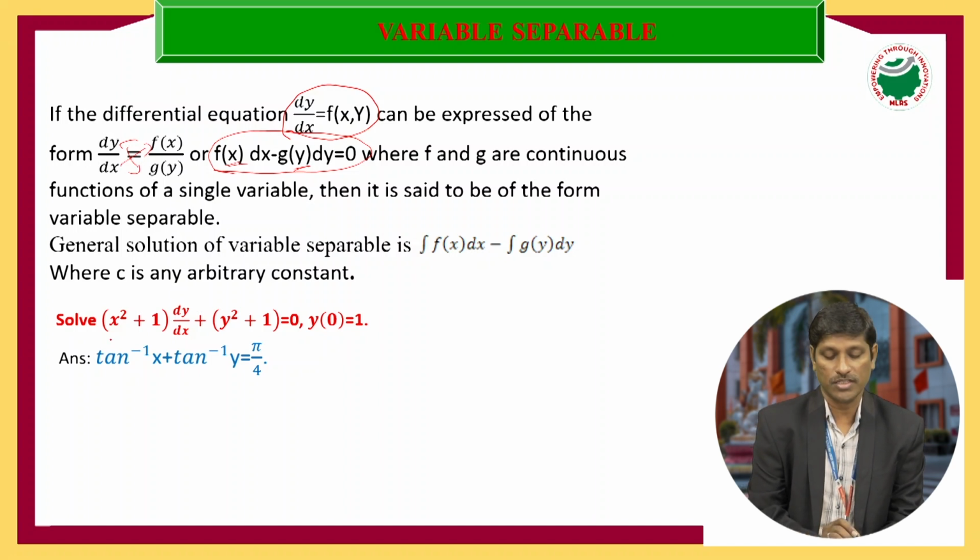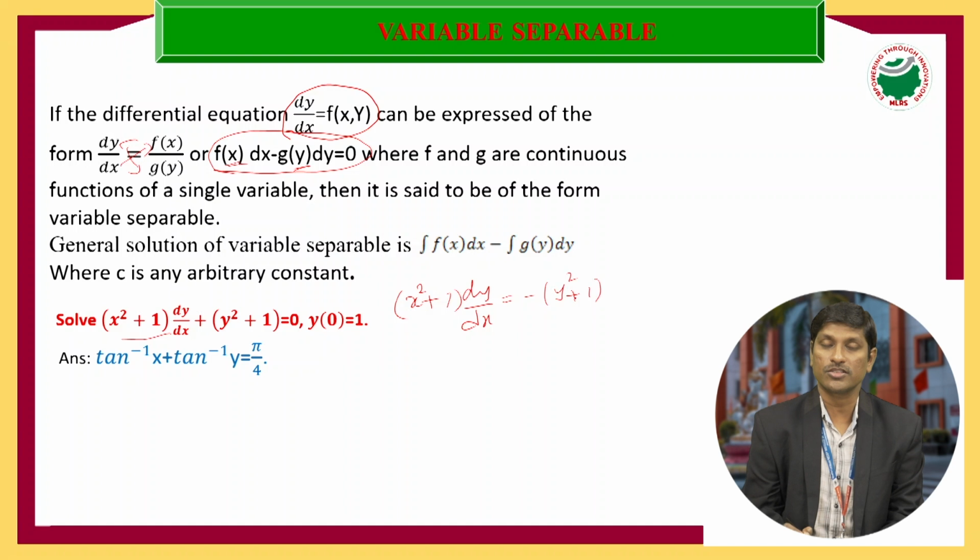Here, solve (x square plus 1) dy by dx plus (y square plus 1) is equal to 0, y of 0 is equal to 1. How to simplify this? Take the term to the right side: minus of, it is plus, when it comes to the right side it changes to minus. Next we need to separate the variables, so first we cross multiply: (x square plus 1) dy is equal to minus (y square plus 1) dx.